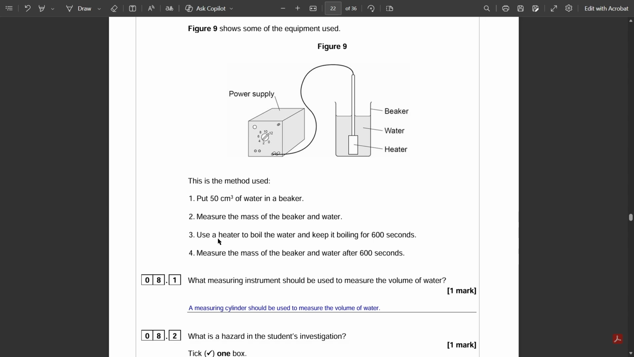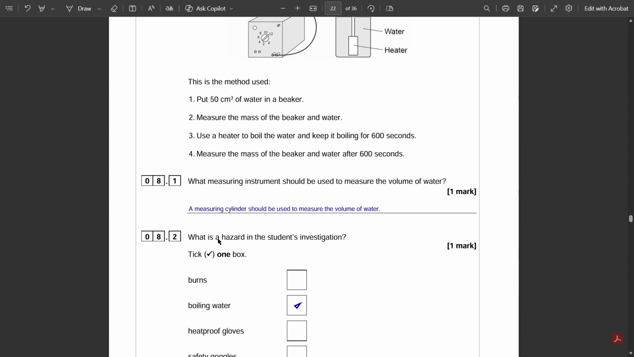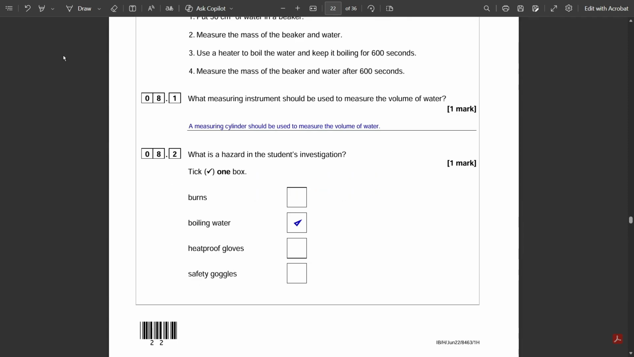Well, obviously a measuring cylinder. And what is a hazard in the student's investigation? Well, burns isn't actually a hazard, it's a result of a hazard, and these are safety precautions. So the actual hazard is the boiling water.